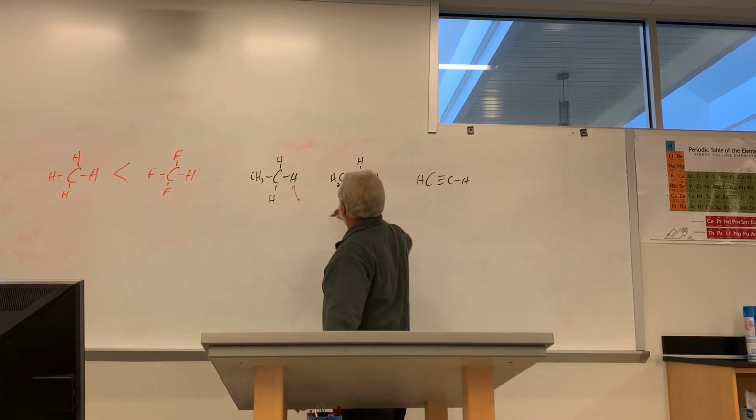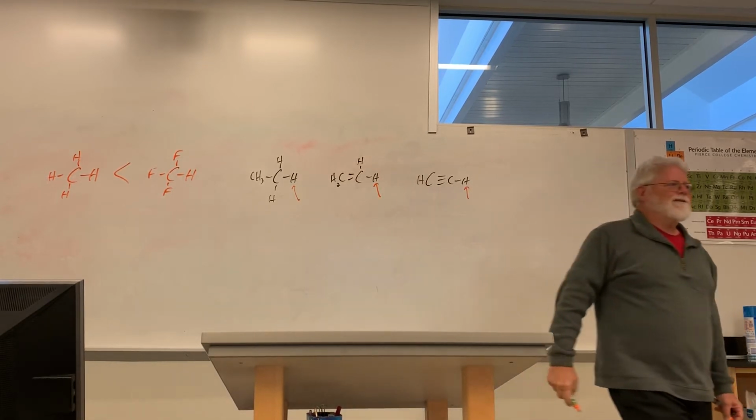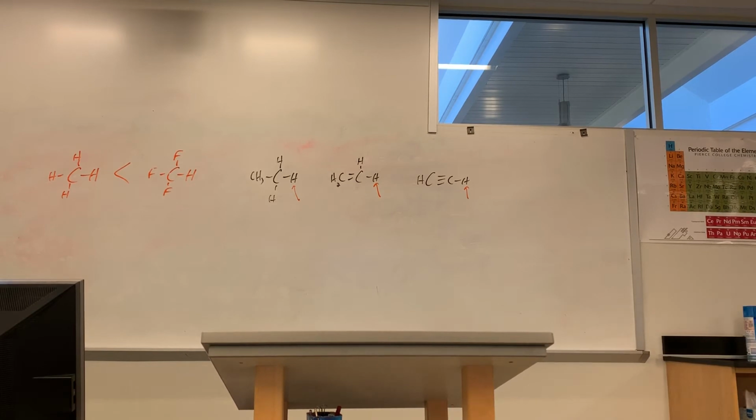Here's a potentially acidic hydrogen, here's a potentially acidic hydrogen, here's a potentially acidic hydrogen. In each case, we've got hydrogen bonded to carbon. In none of these cases do we have anything other than a hydrogen or a carbon. Are any of these going to be particularly acidic? No. There's pretty much no such thing as a hydrocarbon that's particularly acidic. But there is a distinct acidity difference here.